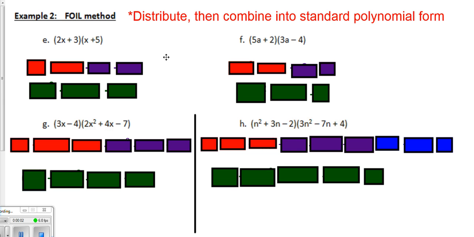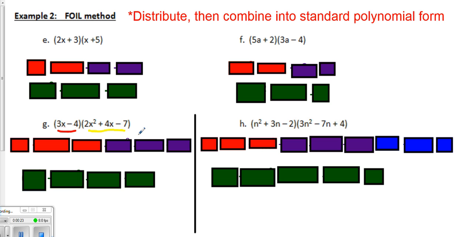Now we have our second video for multiplying polynomials. This one will focus a little more on the FOIL method, but if you look down here at examples G and H, we expand further beyond just doing binomials times binomials. If we look at one like this, we have a binomial here and a trinomial here.